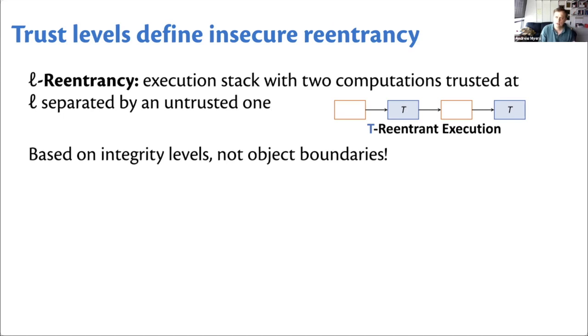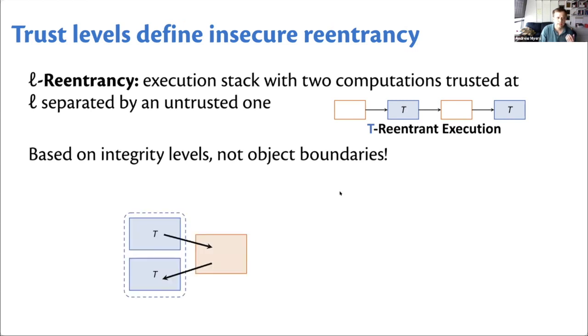And the problem is that that might violate the invariance of the contract at level T, like, for example, invariance relating the balances in the contract. So the thing to notice here is that this definition is not based on the boundaries between contracts, but instead on integrity levels. And so what that means is that we could have a pattern where we have two contracts which are both at one integrity level, perhaps because they trust each other.